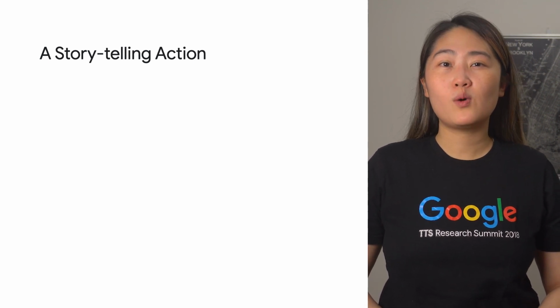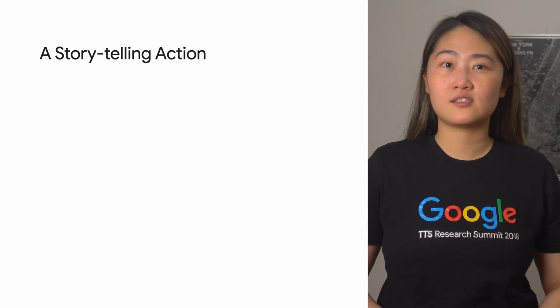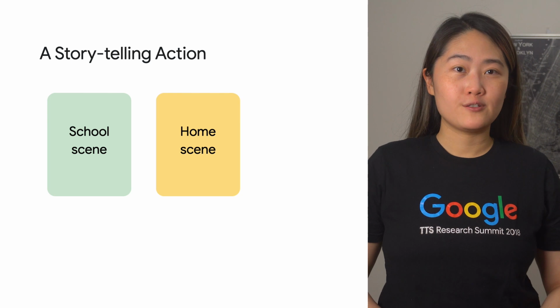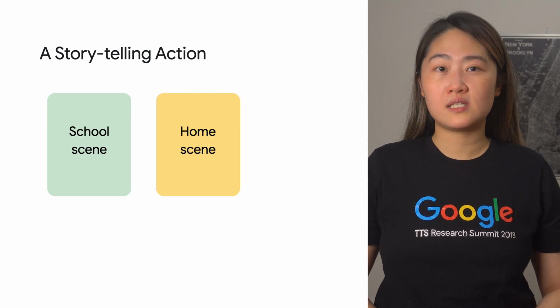First, when there is a sub-dialogue within your conversation, you create a scene. For example, a storytelling action might have 2 sub-dialogues. One dialogue's context is a story that happens at school. Another is at home. You create a school scene and a home scene for 2 different contexts.